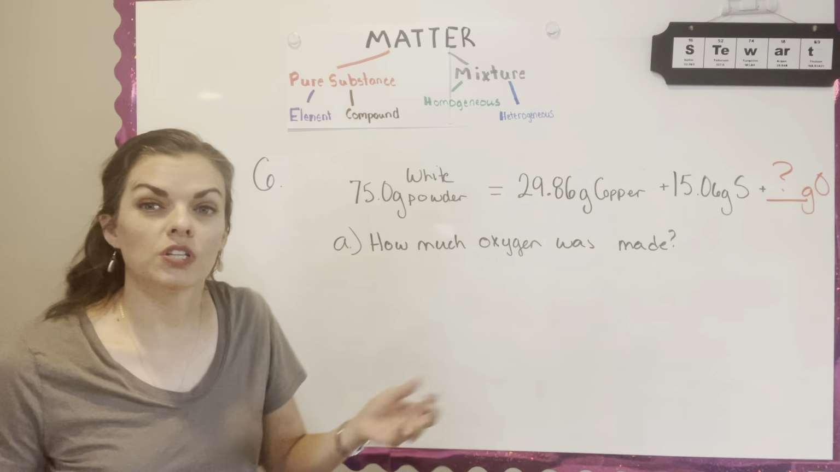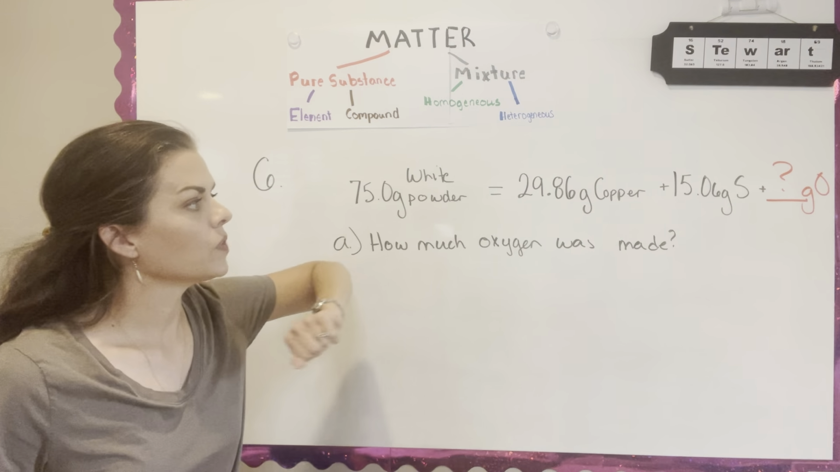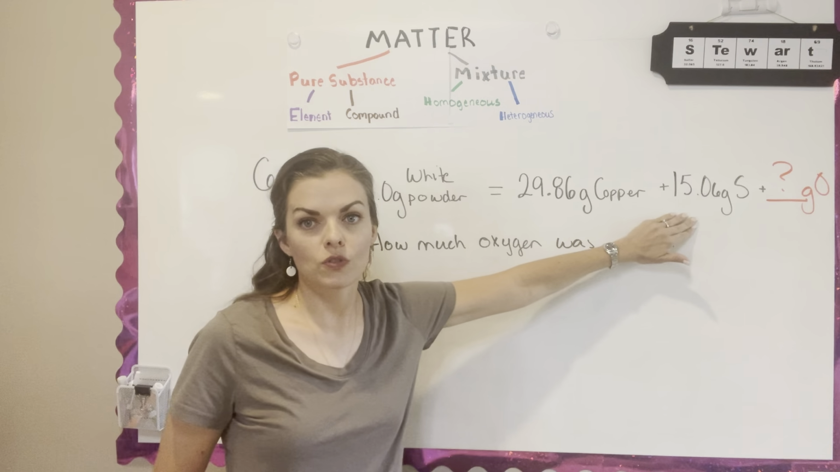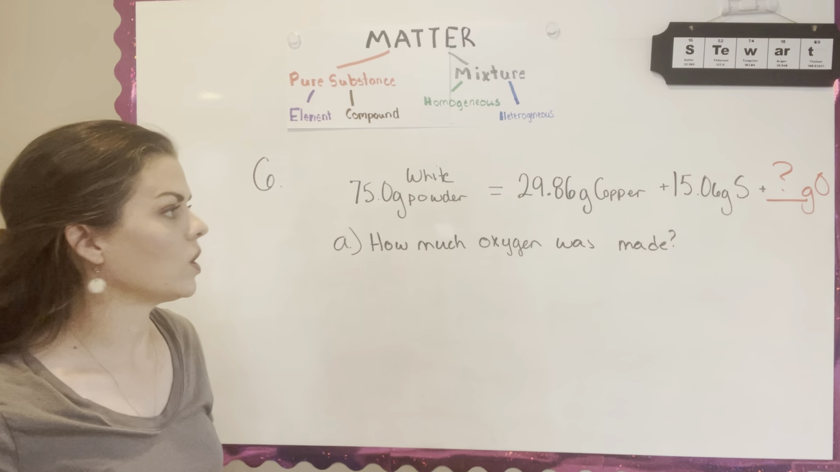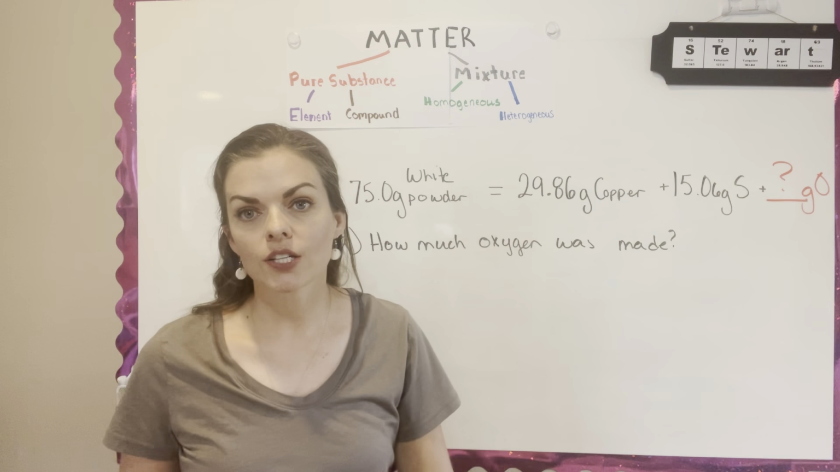Question number 6 tells me you have a 75 gram sample of a white powder, and we're breaking it down into its parts, and we end up with 29.86 grams of copper, 15.06 grams of sulfur, and some unknown quantity of oxygen gas.